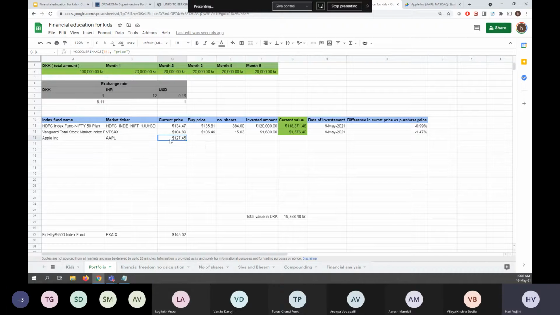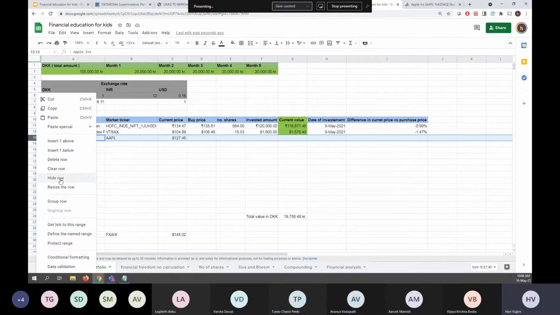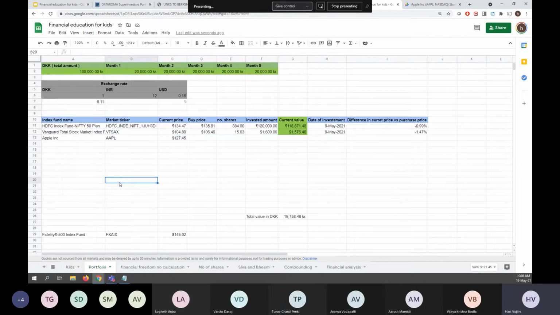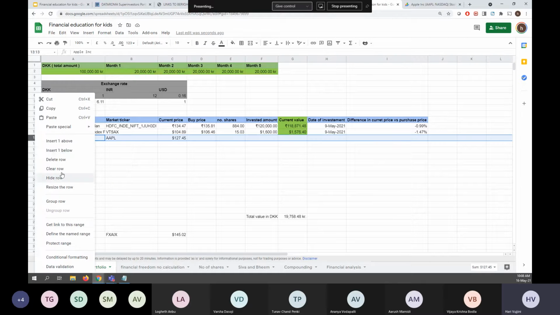So this is the beauty of Google Sheet. You could call a function and track your portfolio. Similarly, I did it for two index funds. So basically, I am getting the price of the HDFC index fund as well as VTSAX. These are the ticker names, short names of the companies, and that's the current price. The current price is the price as on Friday.